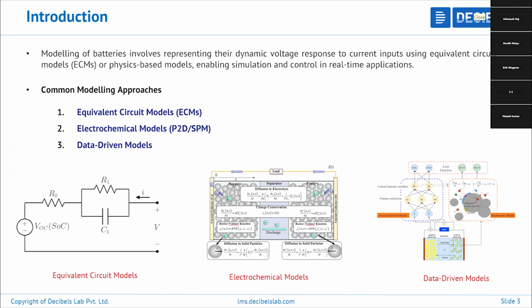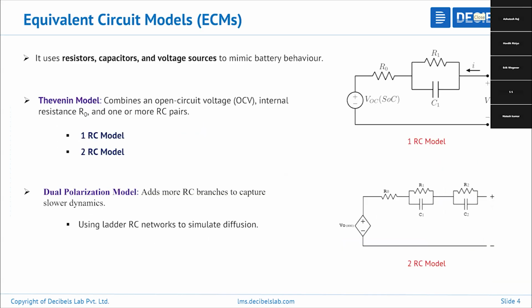This is not the only model. We have different types of models. Some are physics-based models, and others are data-driven models. But in today's session we will go through only the equivalent circuit model. It uses resistors, capacitors and voltage sources to mimic the behavior the battery is showing. When we test the battery we get some voltages, but with those voltages some resistance is also associated. So how do we model those resistances? We can mimic the physical processes in terms of resistors and capacitors.